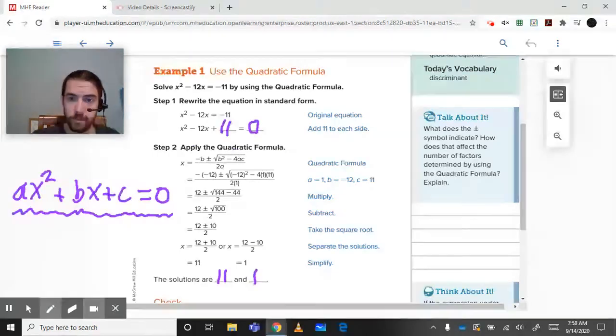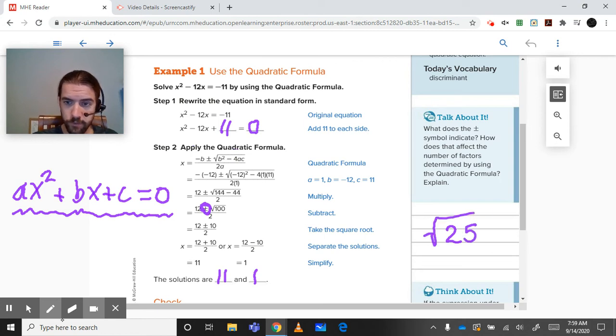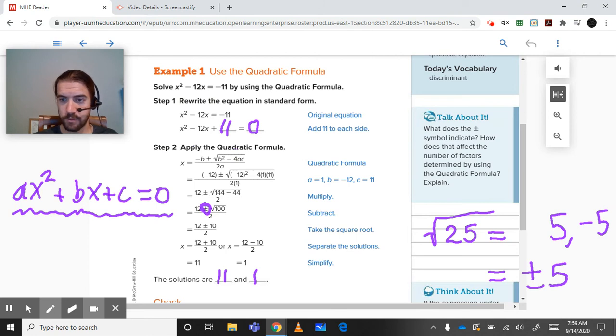Now, just in case it doesn't feel quite right to you to use this plus or minus sign, let's refresh on where that comes from. For example, if I have the number 25 and I want to find the square root of 25, my answer will be 5, but it will also be negative 5, right? Because 5 squared is 25 and negative 5 squared is 25. Rather than write all that out, we just write plus or minus 5.